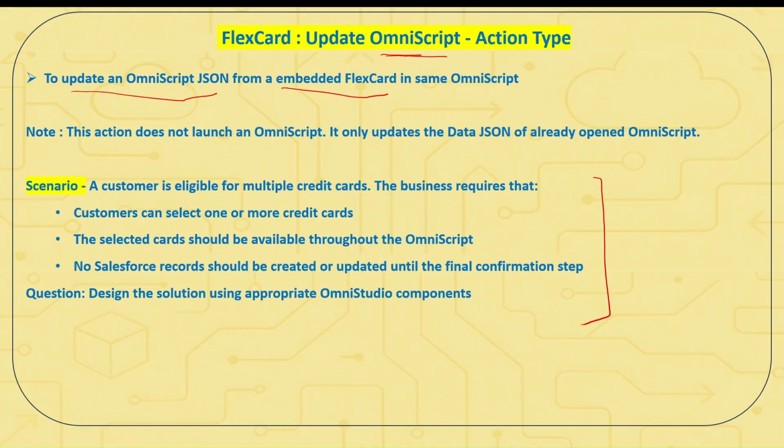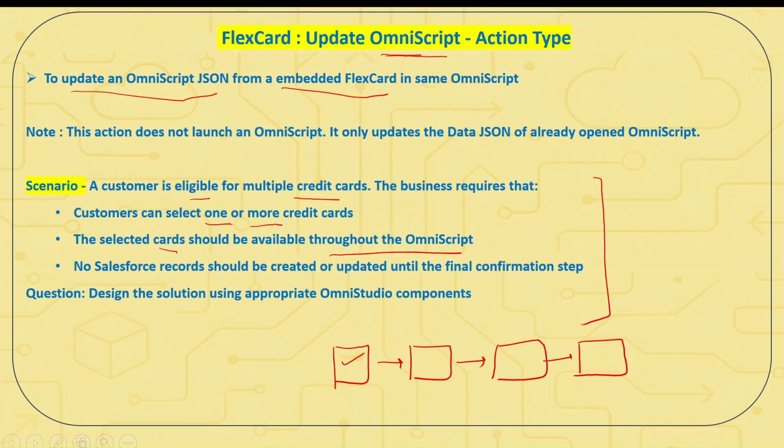How, when? Let's understand. The scenario is: if the customer is eligible to select multiple cards, what does the business want? Business wants that the customer can select one or more cards. The selected cards should be available throughout the OmniScript. As we know, OmniScript is nothing but a guided flow. There will be more than one screen here. If the customer selects cards on the first screen, information about the selected cards should be available throughout the journey in this OmniScript. That's what the business is looking for. And no Salesforce record should be created till the confirmation step. We need to implement this.